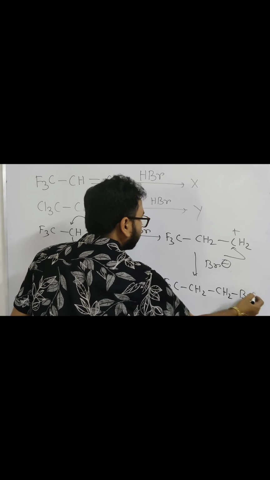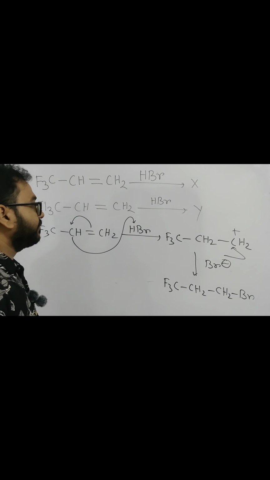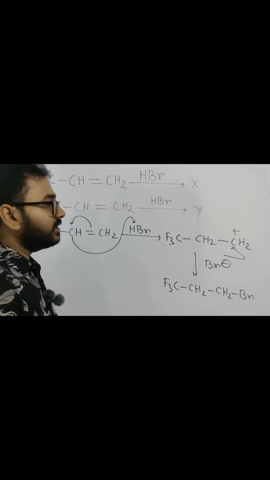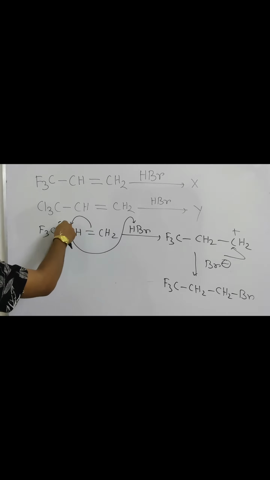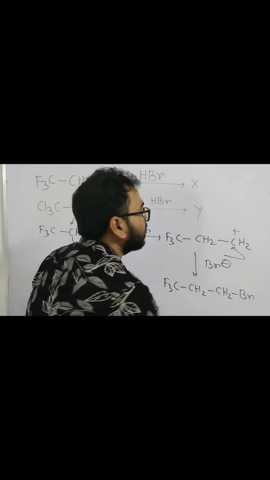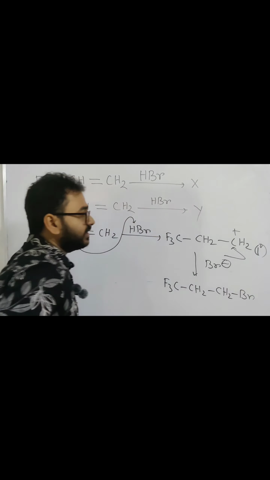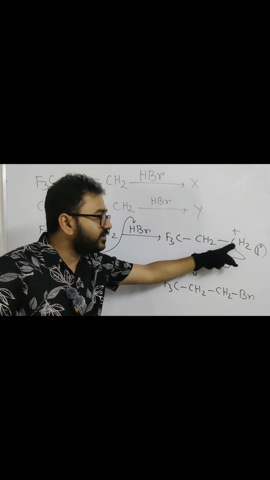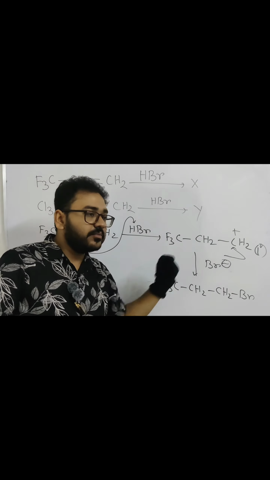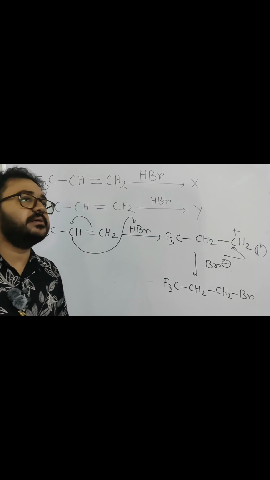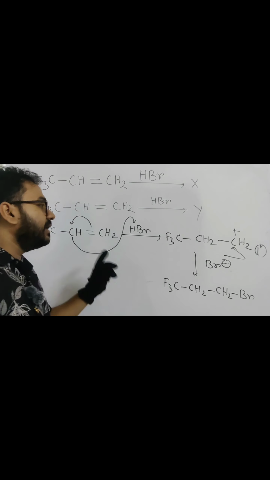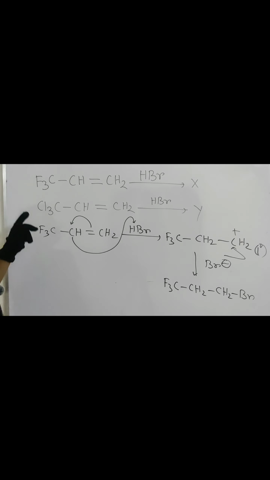This is obviously an ionic mechanism. Why? Because a carbocation is formed. Due to the minus I effect of fluorine, the arrow is moving in this direction, and a 1 degree carbocation will generate, and Br minus will readily attack the carbocation, and we will get this as the major product. Here the mechanism is ionic mechanism. Now we will see the second case.